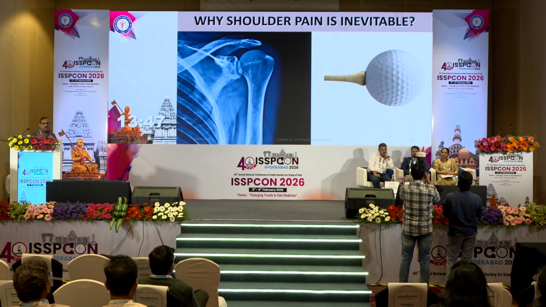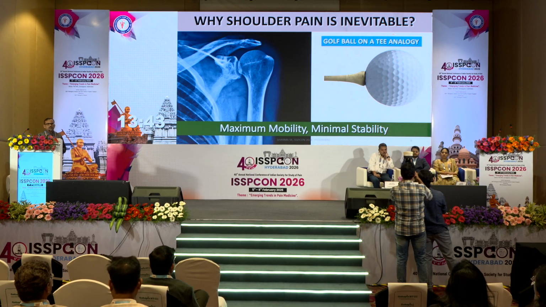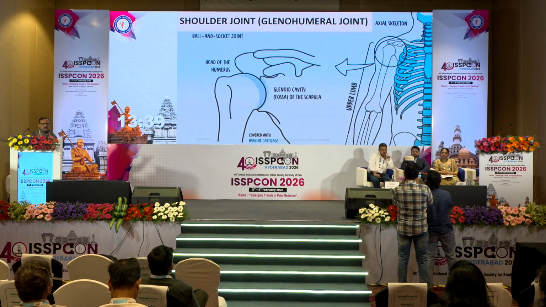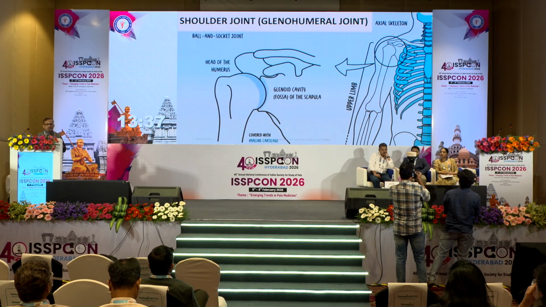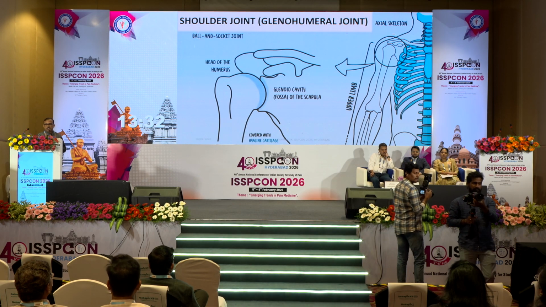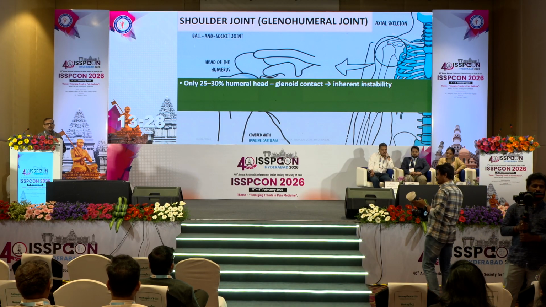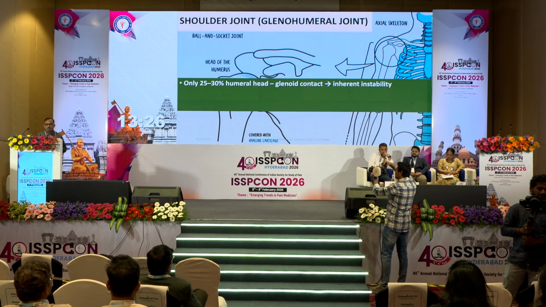So first part, applied anatomy. The most important thing you have to understand is that pain is inevitable because of the minimal stability. So that's why shoulder pain is so important. To begin with, you have to divide it into the functional parts. First is the shoulder joint, which is the glenohumeral joint. Again, as I told, only 25 to 30% of the humeral head is in contact, leading to inevitable pain.